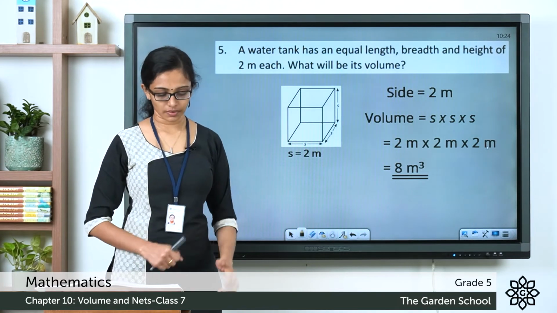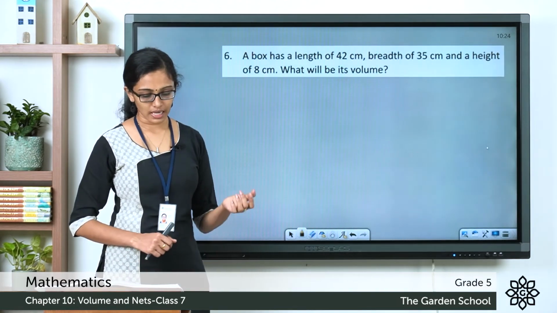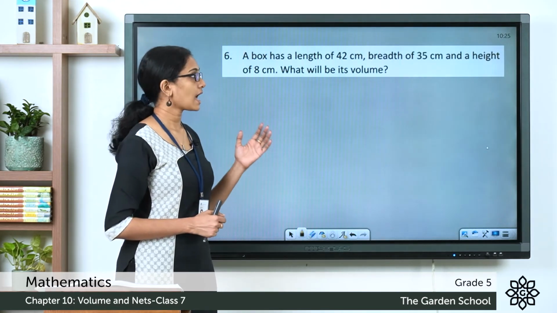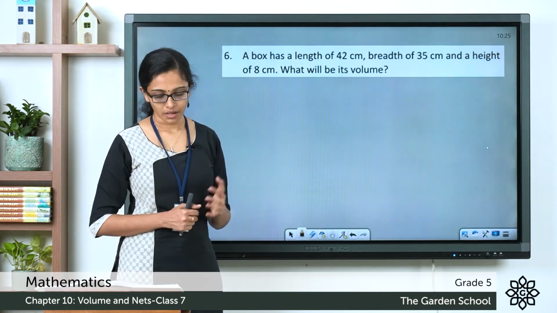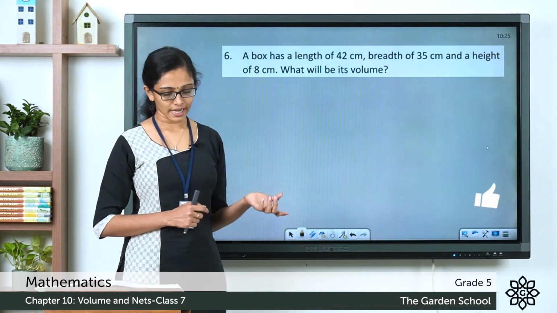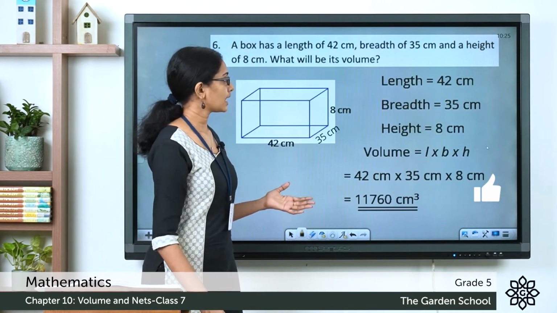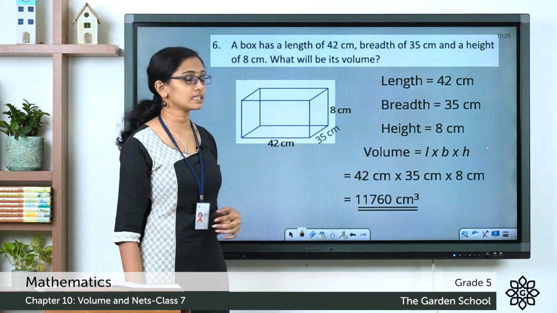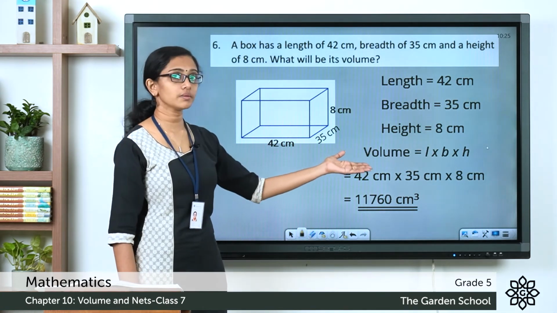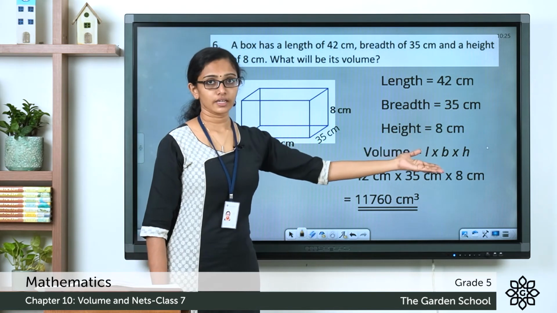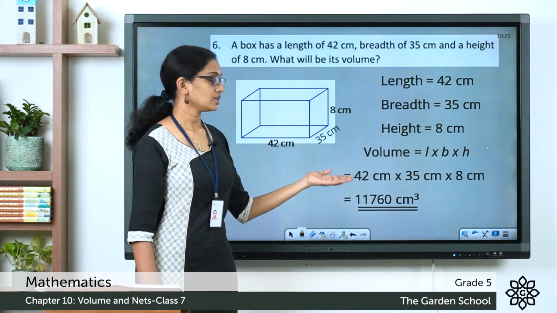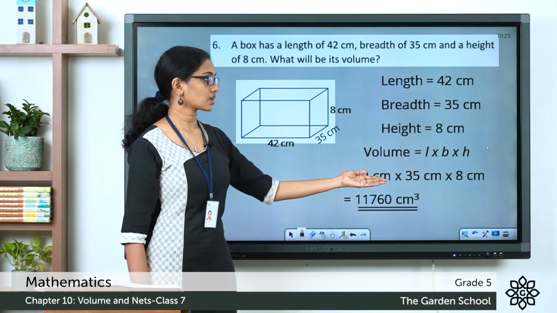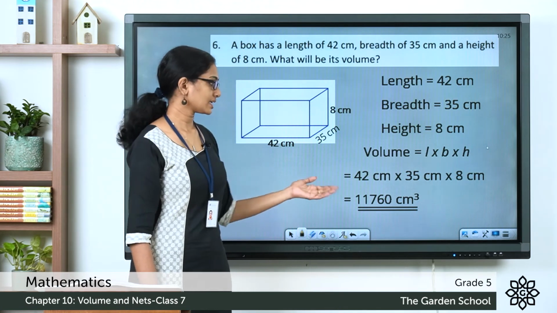Now let's move on to the next question. Question number 6. A box has a length of 42 centimeter, breadth of 35 centimeter and a height of 8 centimeter. What will be its volume? So the dimensions of this box are given and the length is equal to 42 centimeter, the breadth is equal to 35 centimeter and the height is equal to 8 centimeter, and hence the volume is equal to L into B into H, the length into breadth into height, and substituting the measurements here, we get 42 centimeter into 35 centimeter into 8 centimeter.